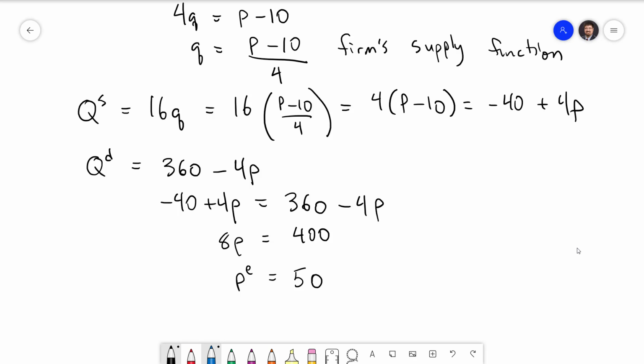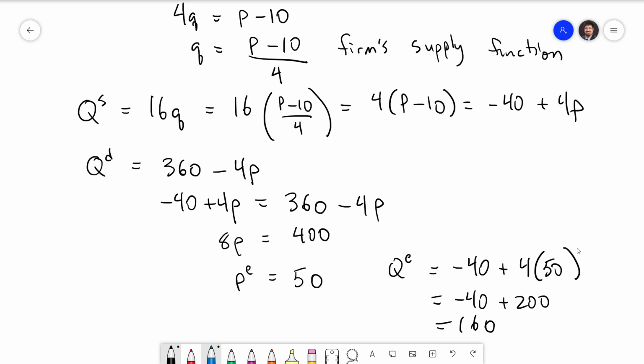We can then plug that 50 into either of our equations to get our equilibrium quantity. So I'll use the supply function, negative 40 plus 4 times 50. That's going to be negative 40 plus 200, which is 160.